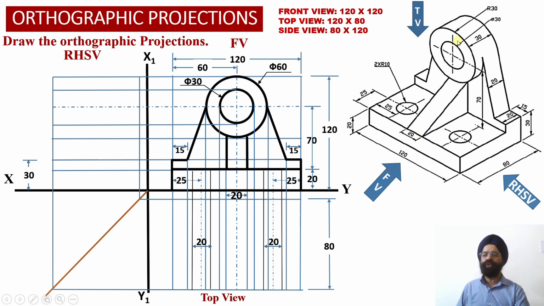Another thing we should remember is that corresponding to this circular hub, because this surface happens to be parallel to the vertical plane, in the front view we obtain the true shape projection of this circular hub, which lies at the top surface of the vertical web, that is element number 2 over here.